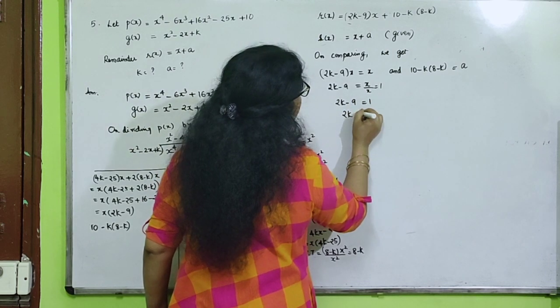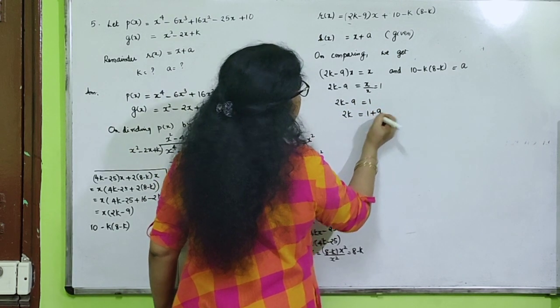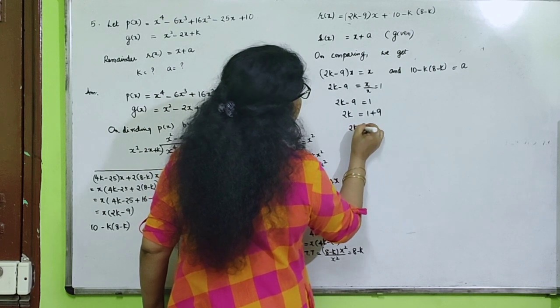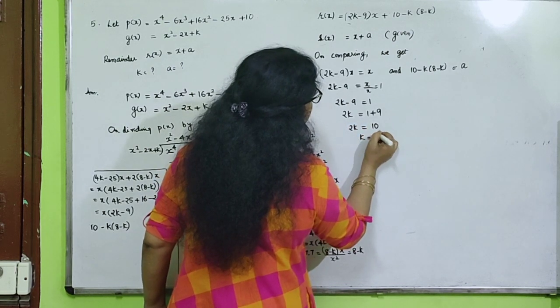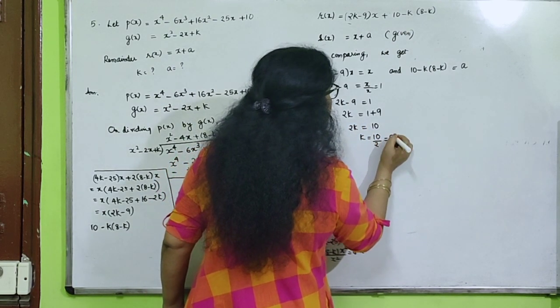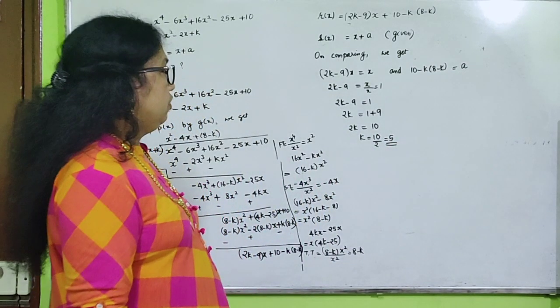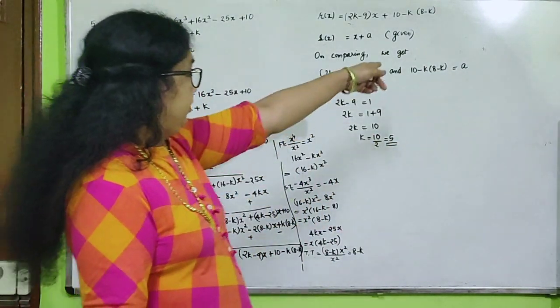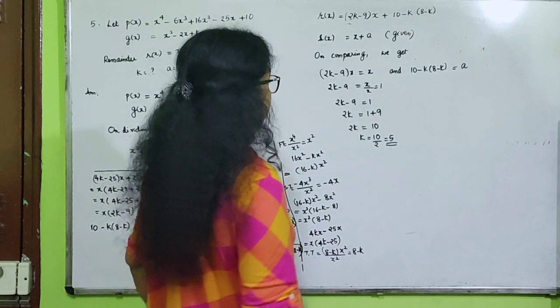So 2k equal to 1 minus 9, taken to the other side, 1 plus 9. So 2k equal to 10. So k equal to 10 by 2, that is equal to 5. So now we got the value of k as 5. Now next, in order to get the value of a.